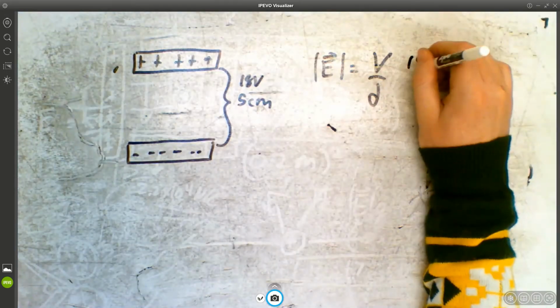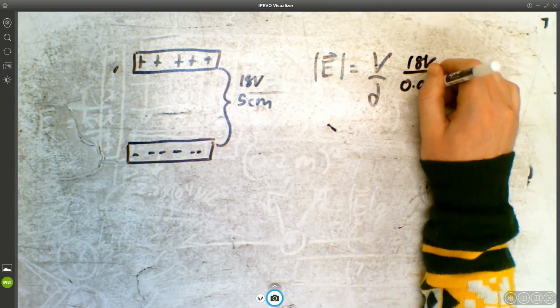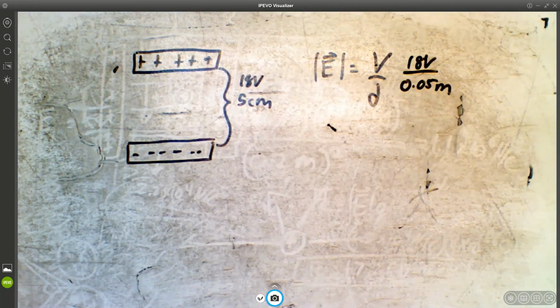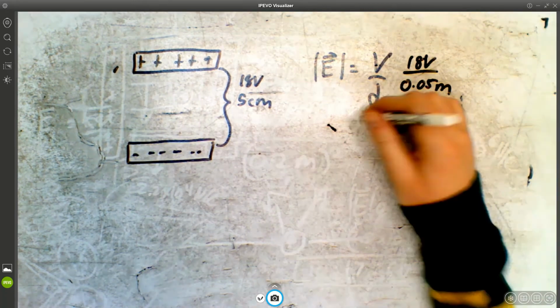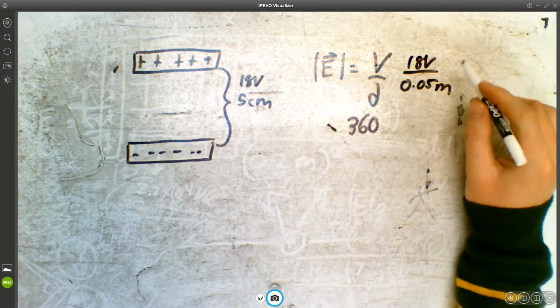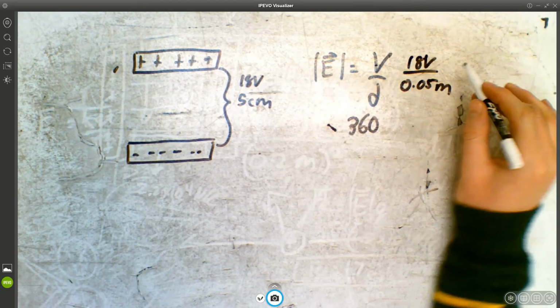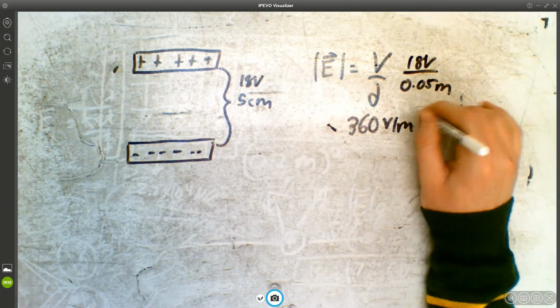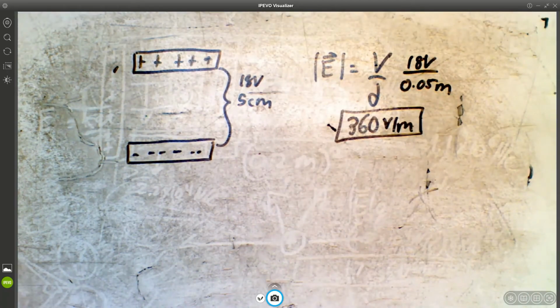So we have 18 volts divided by 0.05 meters, and 18 divided by 0.05 is 360. And notice we were newtons per coulomb before with electric field, but that's the same thing as volts per meter. So we can use volts per meter as our answer. So that's our electric field.